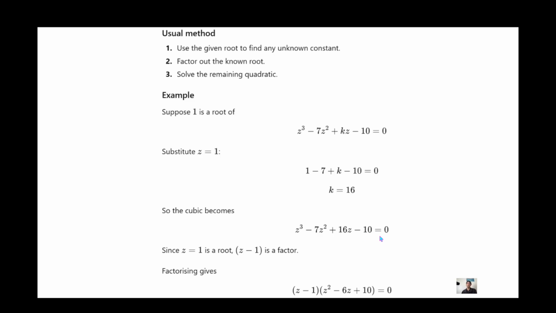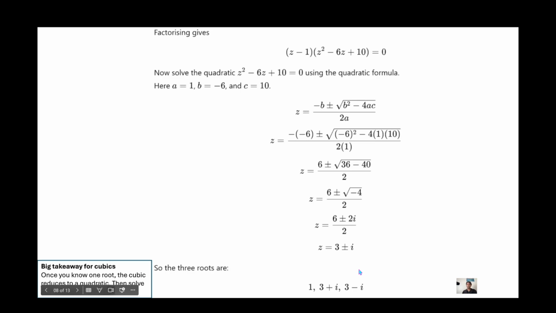Since z is equal to 1 is a root, z minus 1 is a factor. So factorizing gives us z minus 1 multiplied by z squared minus 6z plus 10 is equal to 0. The reason we get this is because you can imagine z minus 1 multiplied by this quadratic would give us this expression. So one of the roots gives us a factor, and therefore we are left with a quadratic, which we then can solve as a normal quadratic equation using the quadratic formula.